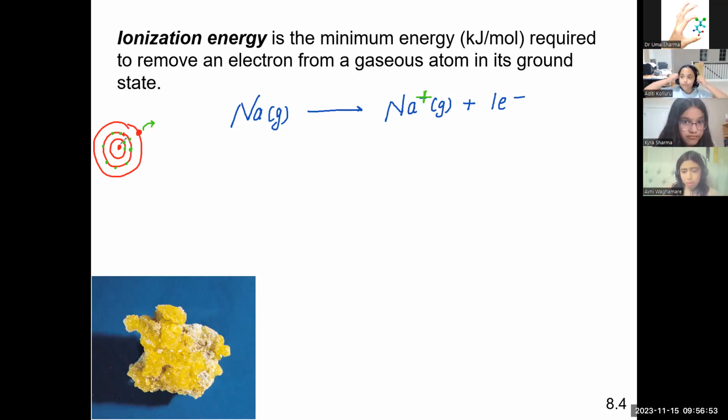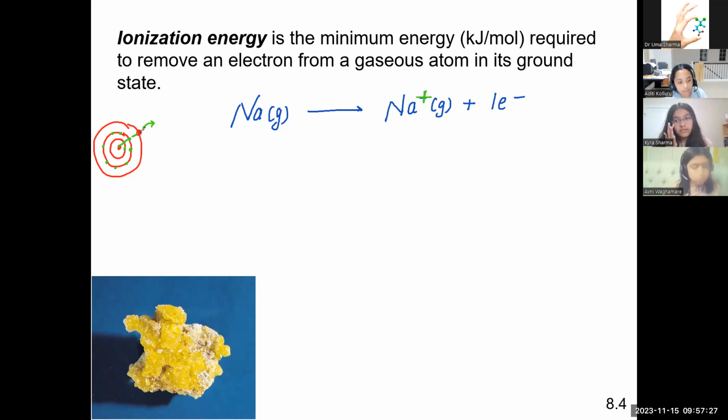But is this removal of the electron the breaking of attraction or the making of attraction? Breaking. The breaking of attraction of the electron with the nucleus, you want to overcome it. So what is needed, more energy or less energy? More energy is needed. We need energy to remove this electron.